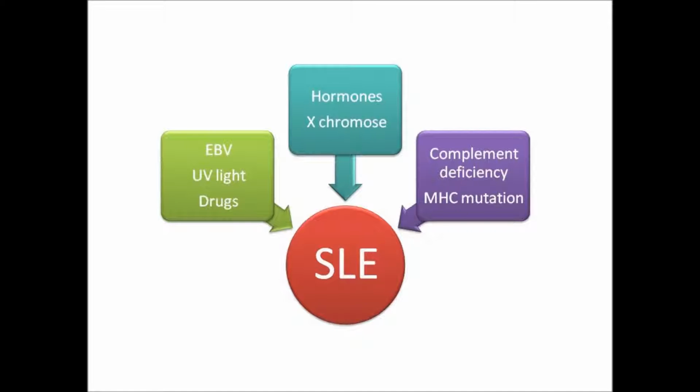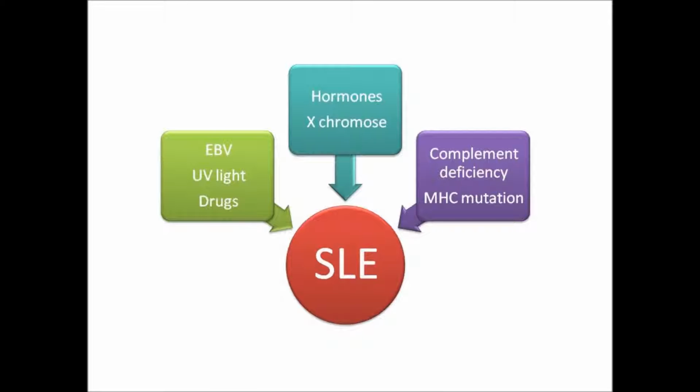SLE. Okay, so this picture shows us the main etiological factors in SLE. We have female factors, the hormones and the X chromosome. We have genetic factors, the complement deficiency and MHC mutations. And we have environmental factors, Epstein-Barr virus infection, exposure to ultraviolet light, and some drugs. All these can trigger SLE.